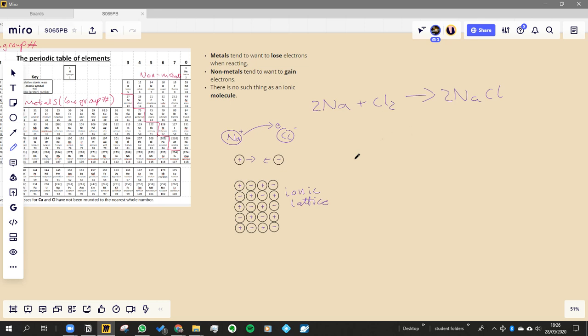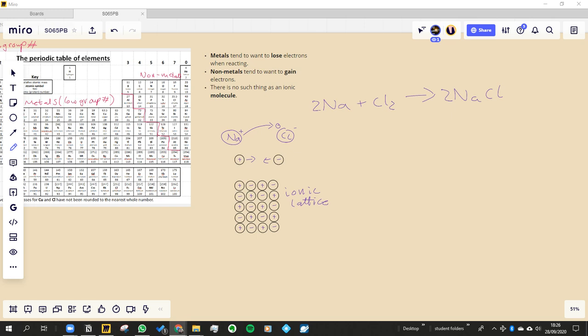Now we're going to think: how can I reverse the reaction? What if I wanted to go back the other way? I want to separate sodium and chlorine. Well, let me just get this right. So this here, the sodium chloride, is the positive sodium and the negative chlorine, right?